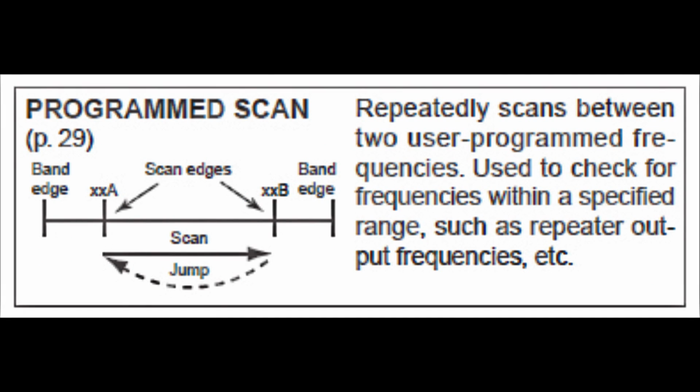Let's talk about the different scan types. There's two primary scan types that are used that I've seen everywhere. One is, and this is an Icom terminology, I know that Uniden and those have different ones, but essentially it's with a program scan, we have scan edges. This is where we have the upper bound and the lower bound.